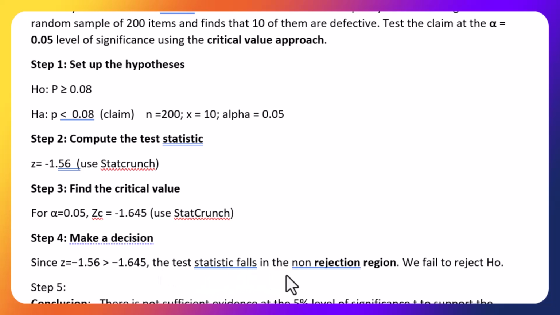hypothesis. And then the conclusion will be, if we fail to reject the null hypothesis right here, we cannot support the claim. So we say there is not enough evidence at the 5% level of significance to support the claim that fewer than 8% of the items are defective. If you were to use the p-value approach, guys, you don't need the critical value, and you notice the p-value was bigger than 5%, so you fail to reject H0 as well.